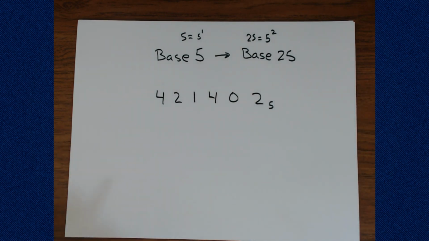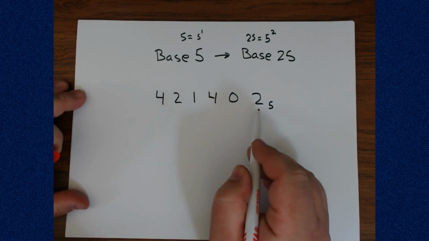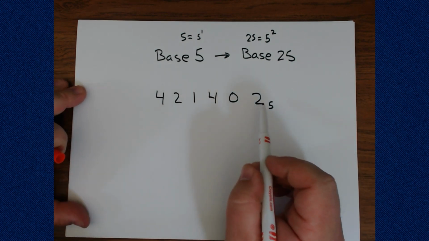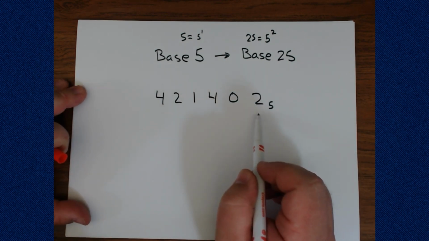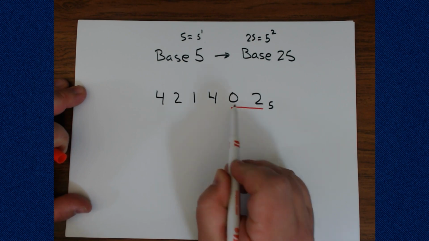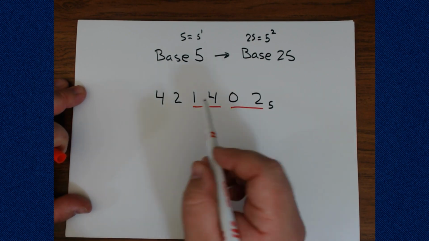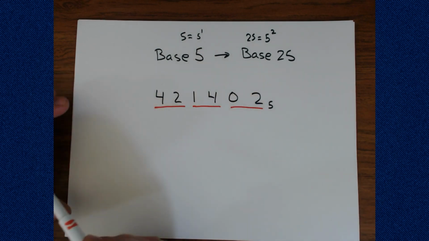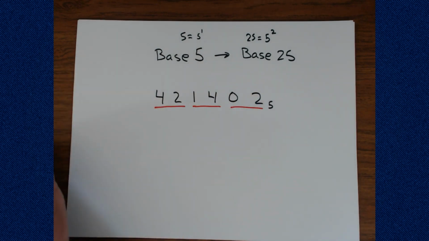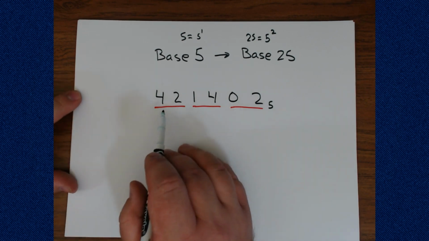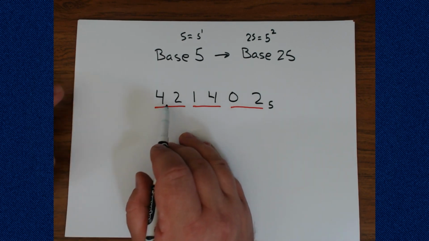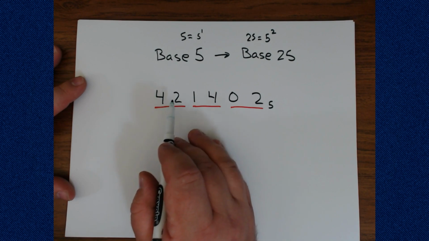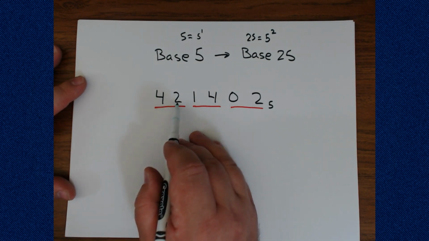Okay, so let's group our low base digits together, starting again from the right. So I'm going to need 2 base 5 digits for each base 25. So we're going to highlight these two, and these two, and these two. So that one worked out nice and evenly. Now we got to convert between them. Okay, so we need to know what the base 25 equivalent of 4, 2 is in base 5.